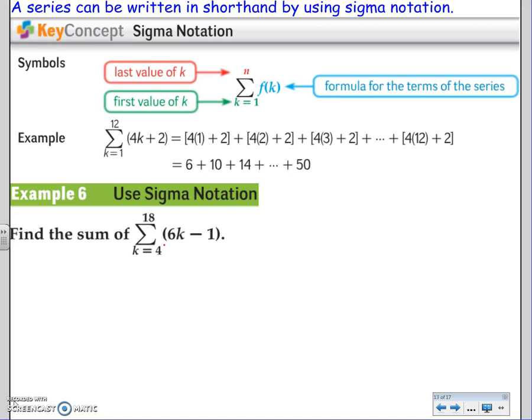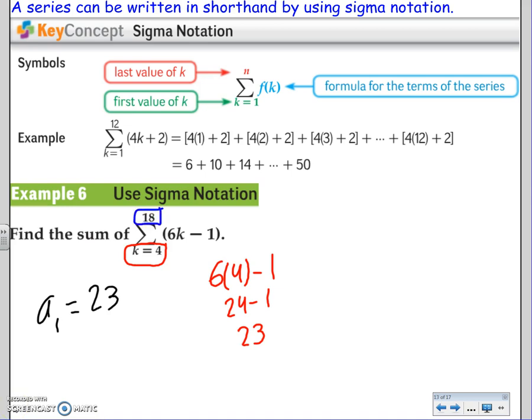So first value is 4. I'm plugging 4 into k. So 6 times 4 minus 1, 24 minus 1, that's 23. That is our first term. That's a sub 1. So a sub 1 is 23. Now I'm going to find our last term, a sub n, which is 18. Plug in 18 for k. 6 times 18 minus 1, that is 108 minus 1, that makes 107.